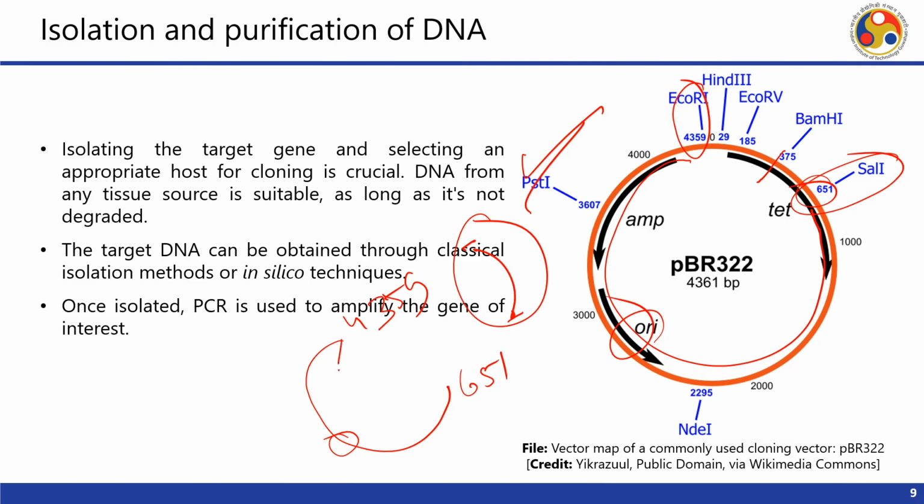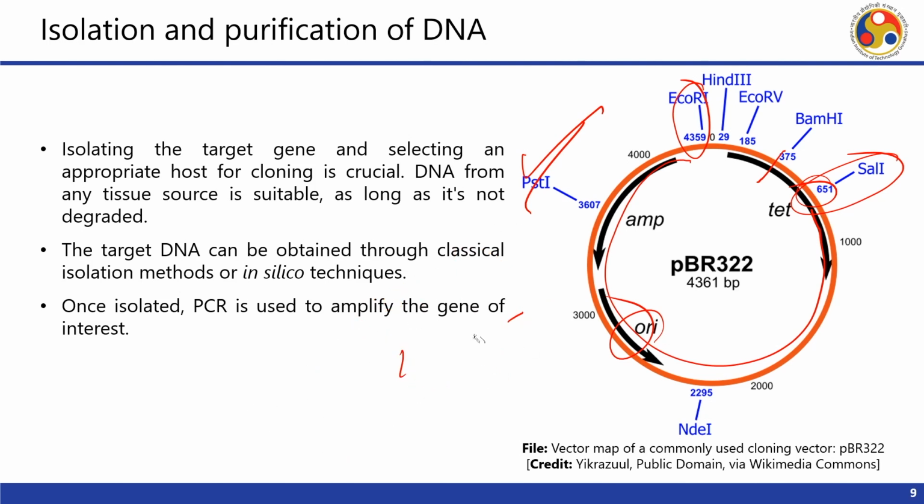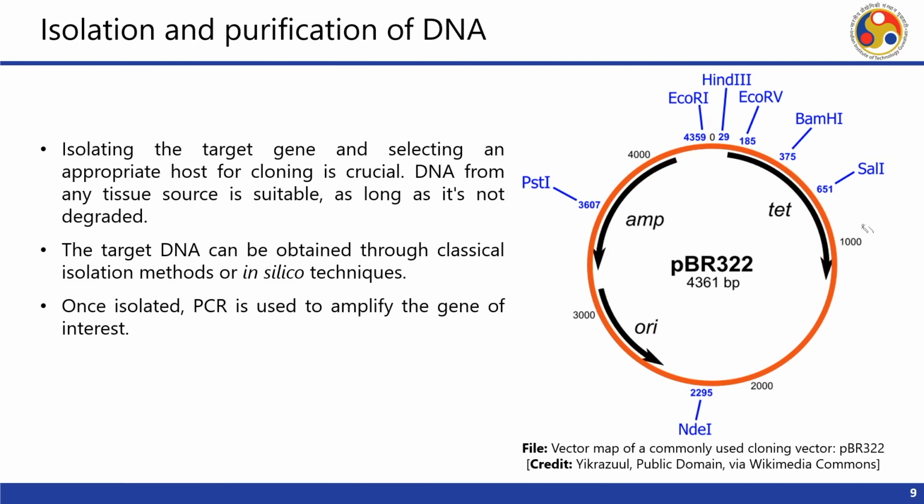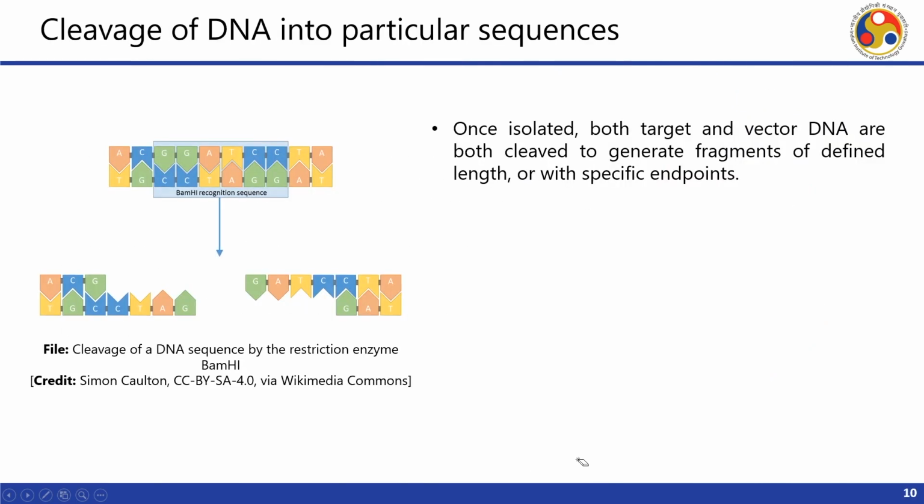So, we create a big gap over here, and in this gap we can clone a very big gene sequence. So, this is basically what a vector is all about: the various restriction sites, the antibiotic resistance genes, which help us in the screening process, as well as the origin of replication.